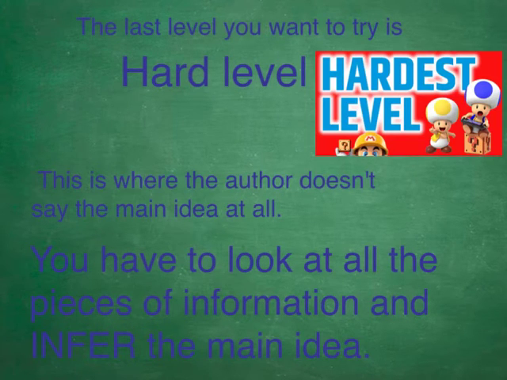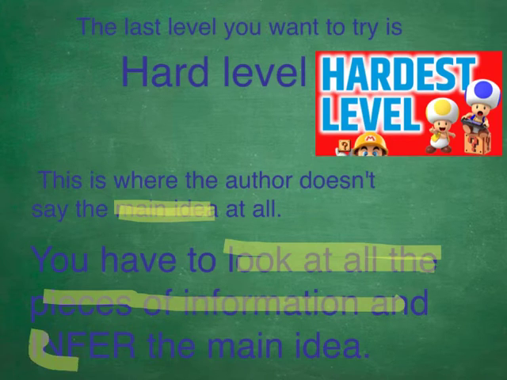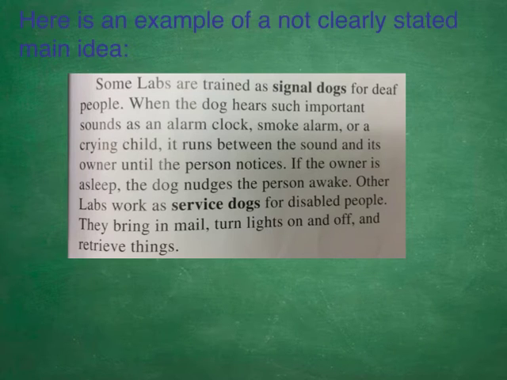This is where the author doesn't say the main idea at all. You have to look at all the pieces of information and infer the main idea. Here is an example of a not clearly stated main idea, hard level. I'm going to once again read it first. Some Labs are trained as signal dogs for deaf people. When the dog hears such important sounds as an alarm clock, smoke alarm, or a crying child, it runs between the sound and its owner until the person notices. If the owner is asleep, the dog nudges the person away.